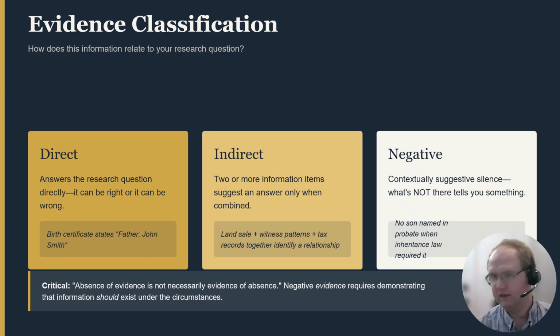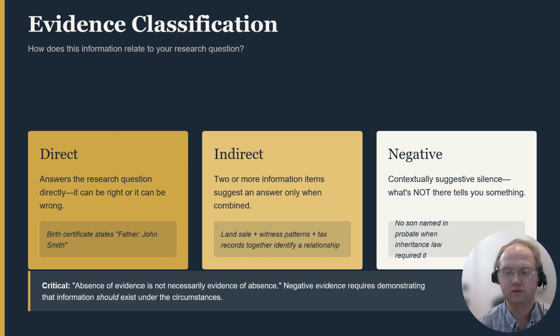So, evidence classification. How we interpret how that information relates to our specific research question falls under three different categories. Direct answers the question directly. It can be right or wrong, but it answers your question head on. An example is a record where you're trying to figure out who the parents of a certain person are, and you find a record that specifically lists their father as John Smith for this individual.